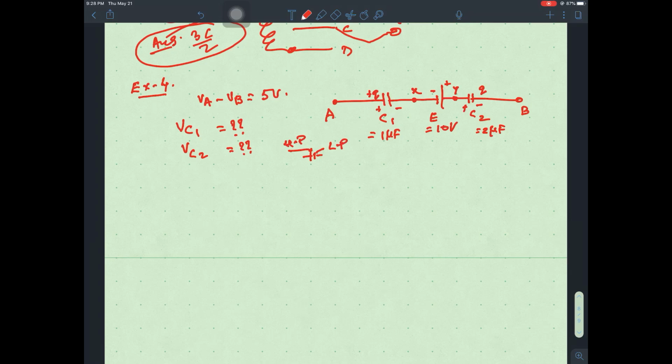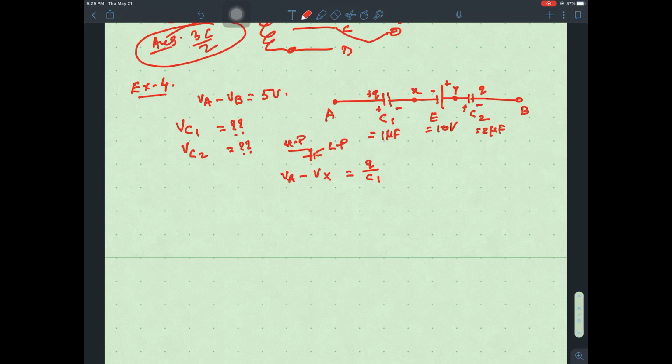So here I have considered this as plus and this as minus. So we can write the potential difference VA minus Vx equals the potential drop across the capacitor C1, Q by C1. This is the first equation we can write. How? Higher potential minus lower potential equals the potential drop.